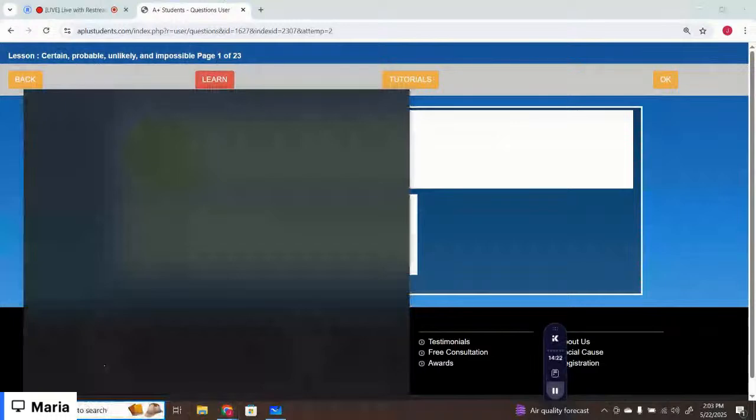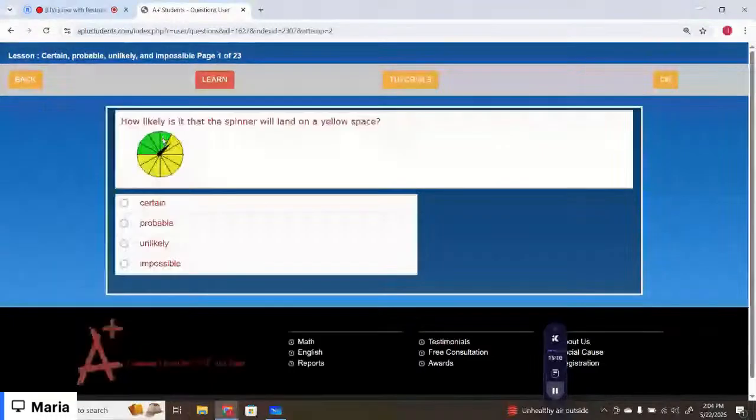Just count the portions of the spinner wheel: 1, 2, 3, 4, 5, 6, 7, 8, 9, 10, 11, 12. So the total portions of the spinner are 12, and there are four green and eight yellow portions, right? So most of the portions are yellow. That means it is probable the spinner will land on the yellow space. The correct option is probable.